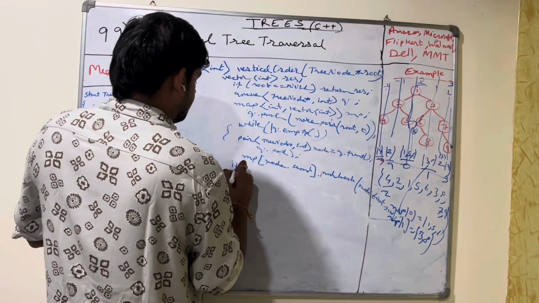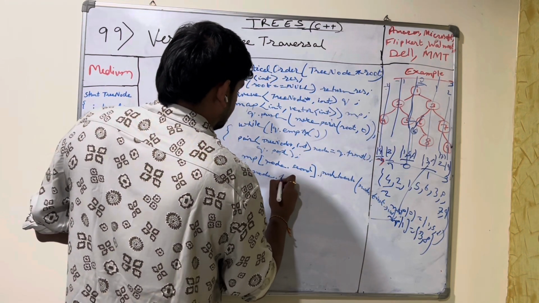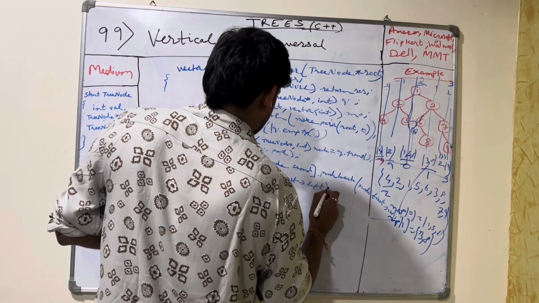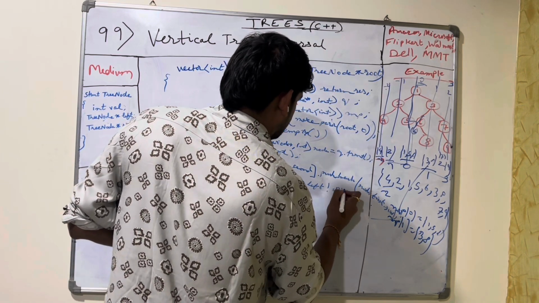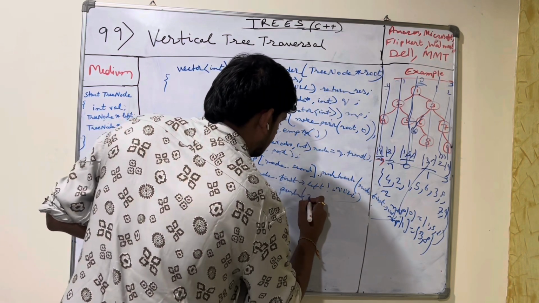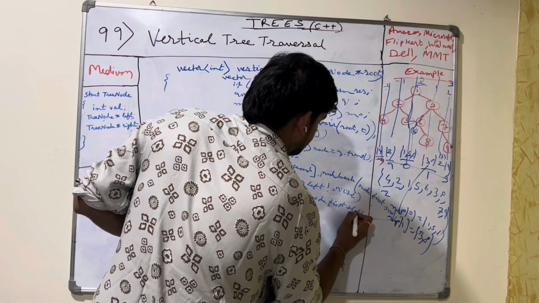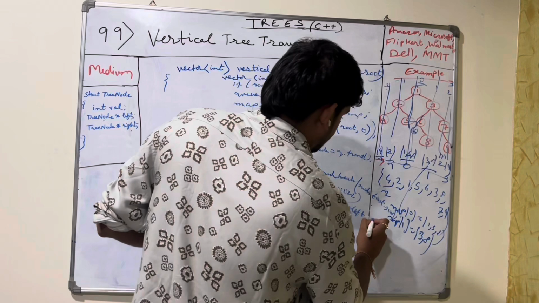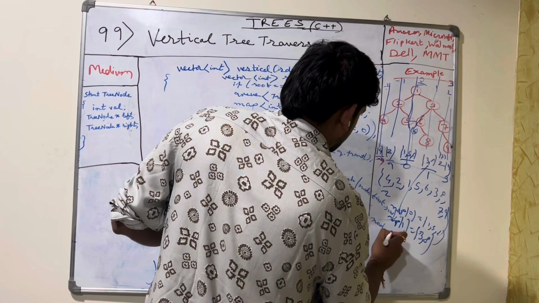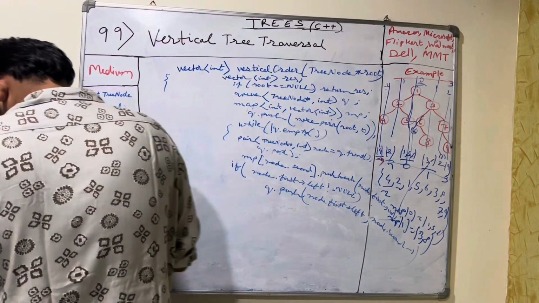Now we will do the same thing: if node dot first left is not equal to null, we will do q dot push node dot first left. We push this node with the label minus one, whatever label is there in node dot second, we will decrease it by 1. We are going to the left side. Okay.